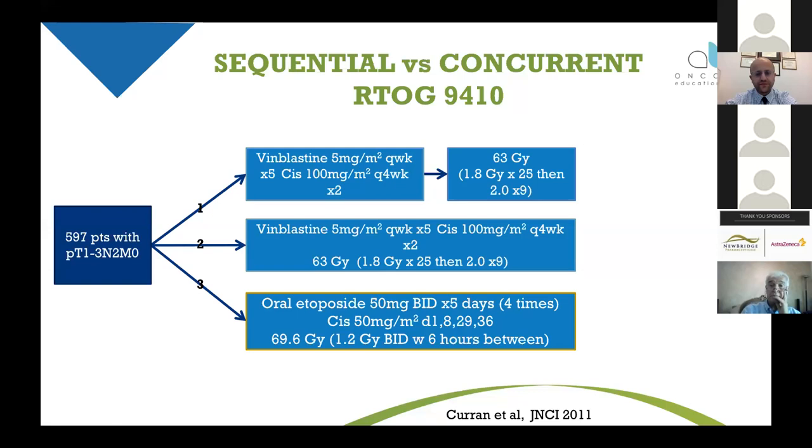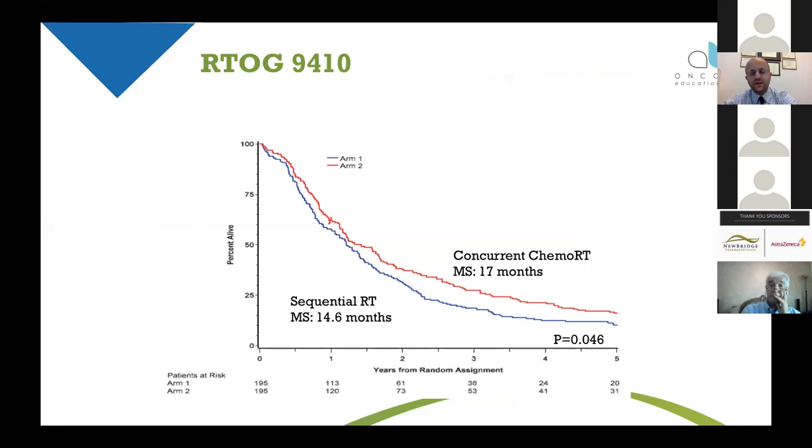So here are the results of the study. We can see that the median survival was significantly better with the use of concurrent chemoradiotherapy, 17 months versus 14.6 months in the sequential arm, with a significant p-value of 0.04.